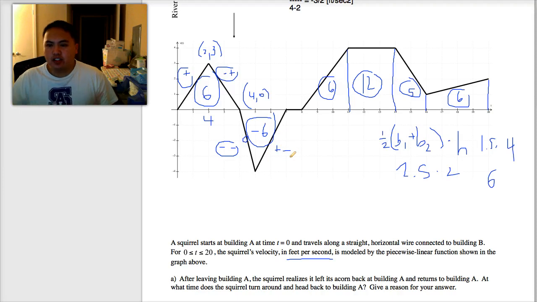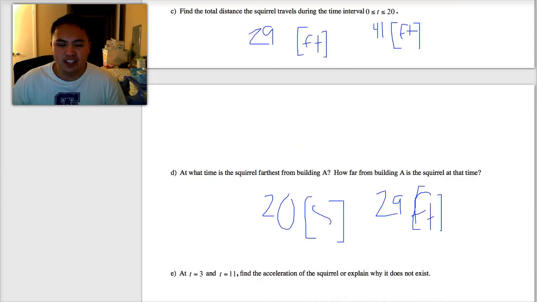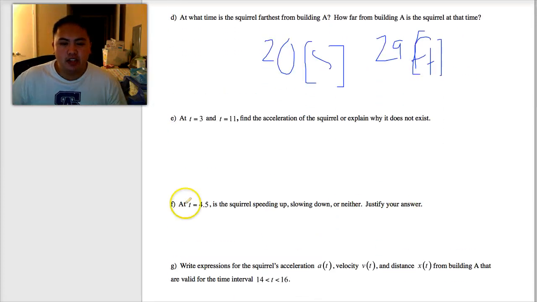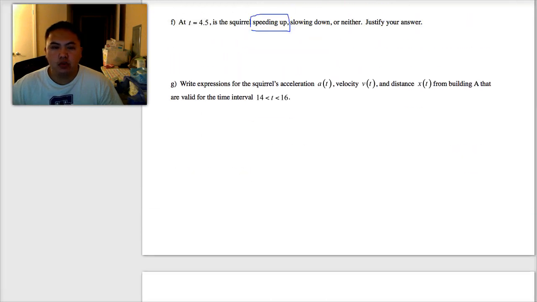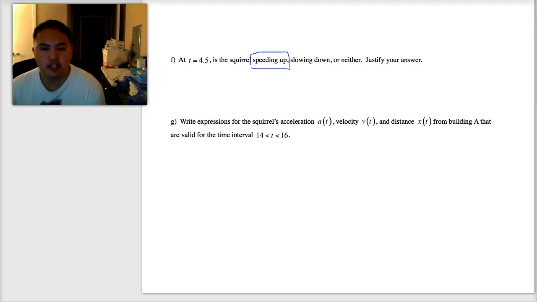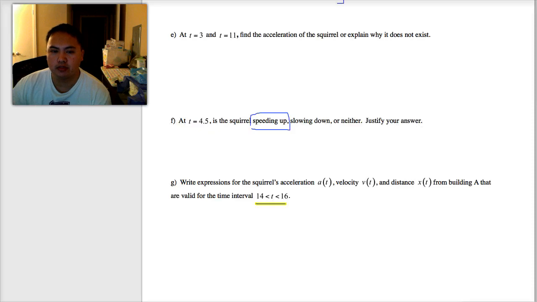Okay? I know that's weird for me modeling for you, but I guess that's the only way to understand it. So at 4.5, the squirrel is speeding up, but in the negative direction. So you could write he's speeding up in the negative direction because the slope is negative and the value is negative. Okay? And the last one, it says write expressions for the squirrel's acceleration, velocity, and distance for the time interval 14 to 16. So they want me to give an equation for all of them.